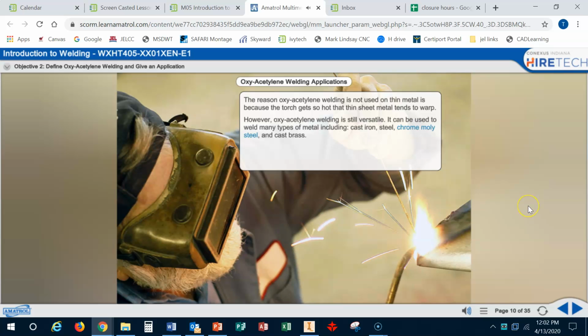However, oxyacetylene welding is still versatile. It can be used to weld many types of metal including cast iron, steel, chrome moly steel, and cast brass. Oxyacetylene welding has become less popular in industrial applications over the years, but is still used extensively in field and shop work.